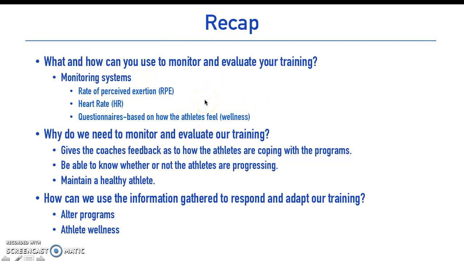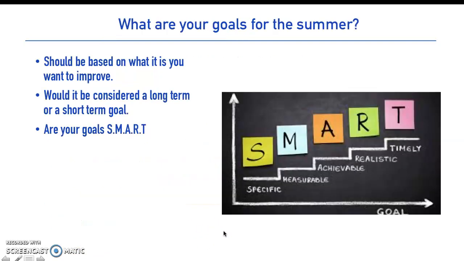Then we looked at how can we use the information gathered to respond and adapt our training. So when we look at our RPE scores, when we look at the heart rate variability, when we look at the questionnaires, we can alter our programs to see whether our athletes are responding, aren't they responding, and are they keeping well throughout the program.